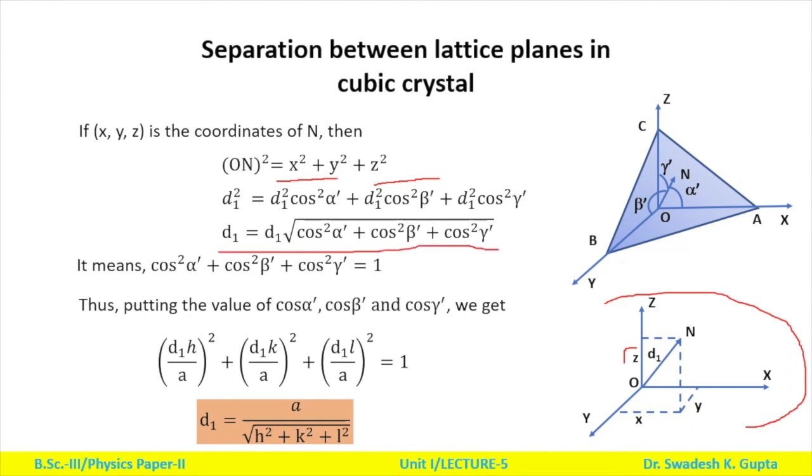Now we can see that if we put this value equal to 1, it will satisfy the equation. So it means that cos square alpha dash plus cos square beta dash plus cos square gamma dash is equal to 1. Now putting the values of cos alpha dash, beta dash and gamma dash from the previous slide, we will have this equation, and finally we will get the relation between d1 and a.